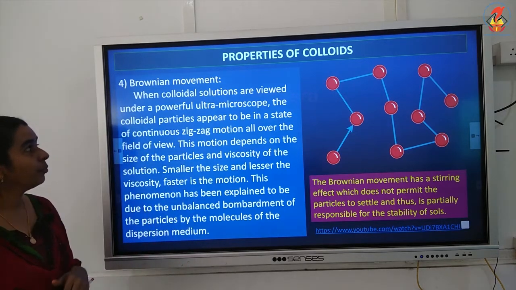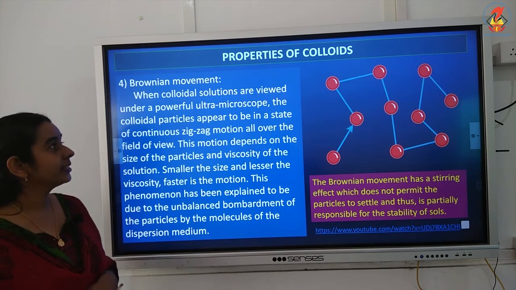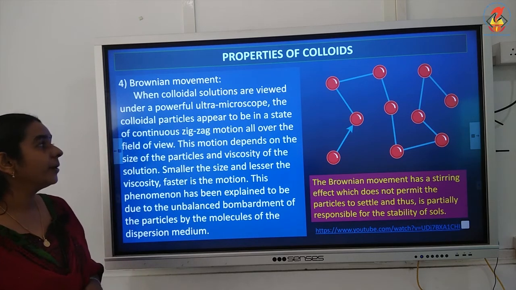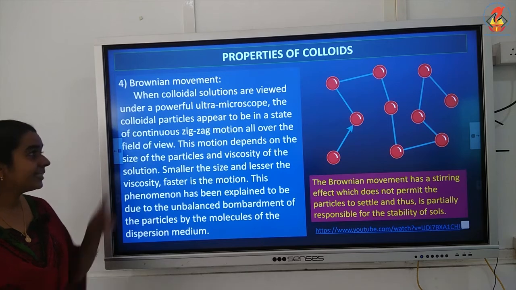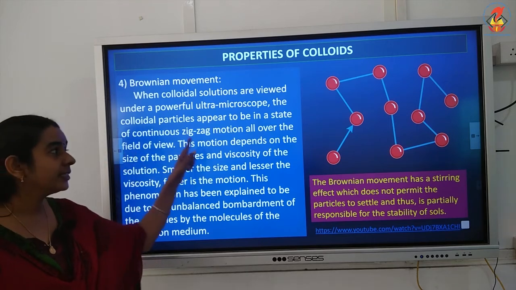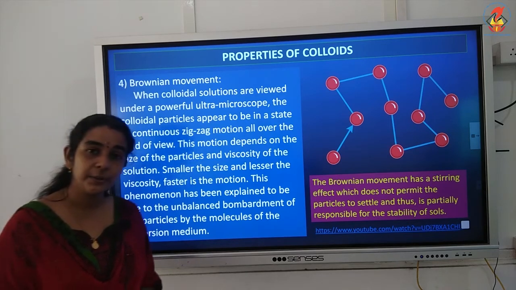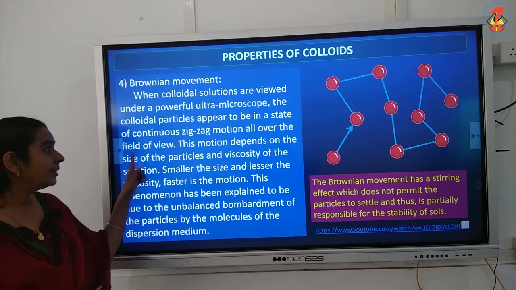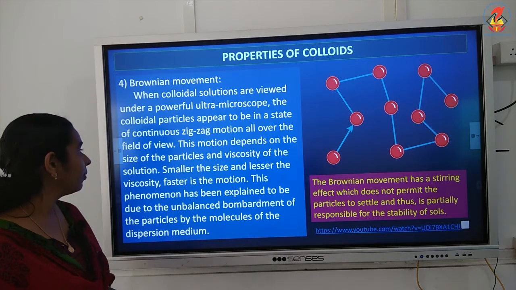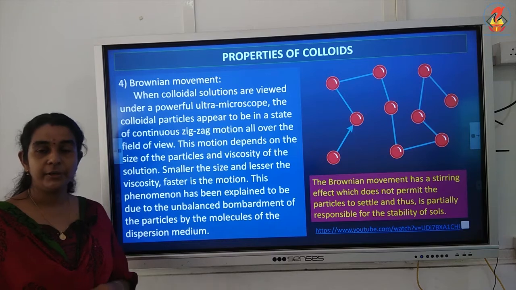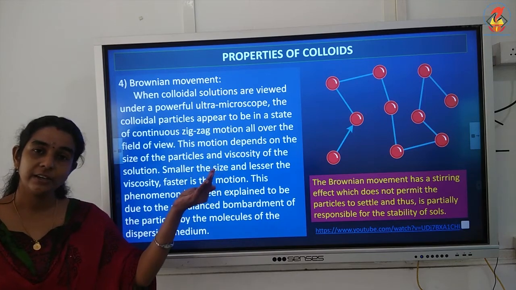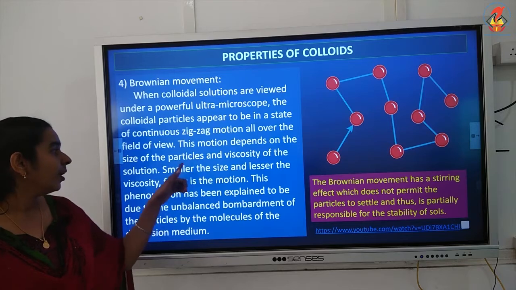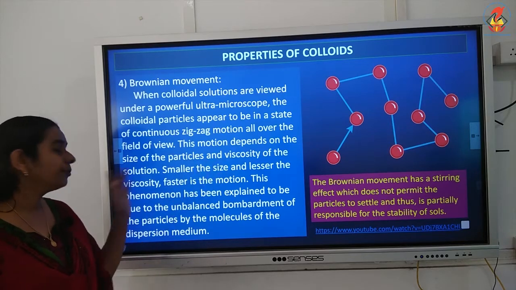So, Brownian movement: when a colloidal solution is viewed under a powerful microscope, the colloidal particles appear to be in a state of continuous zigzag motion. This continuous zigzag motion is known as Brownian movement. And this Brownian movement depends on the size of the particle, because if the size is very large, the movement will be less. It won't be that random. And it also depends on the viscosity of the solution.